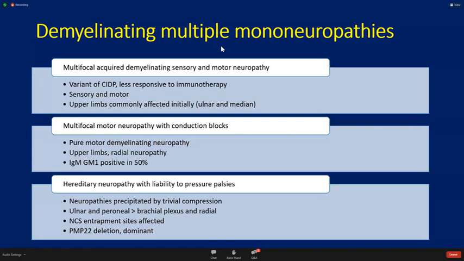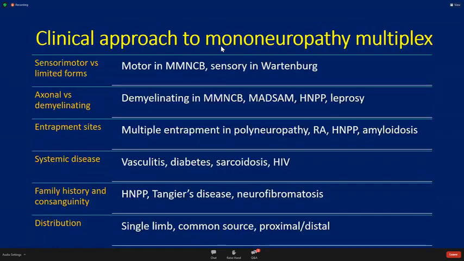Family history may be positive because it is a dominantly inherited disease. And what you should look for is specifically whether NCS shows abnormalities in the entrapment sites. And finally, the clinical approach is you decide whether it is sensory motor versus a limited form. If it is motor, it could be MMN-CB, sensory could be Wartenberg. Axonal versus demyelinating. Demyelinating can occur with MMN-CB, MADSAM, HNPP and leprosy. See whether entrapment sites are more affected or not, which can be a polyneuropathy, rheumatoid arthritis, amyloidosis or HNPP. Evidence of systemic disease. Family history, you may get multiple patterns in HNPP, Tangier and neurofibromatosis.